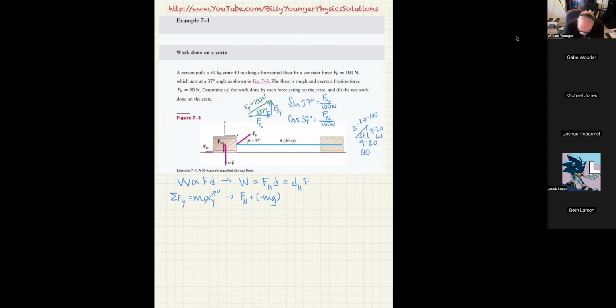So now I can go ahead and say the summation of forces in the y direction is Fn, that was pointing up, plus negative mg, that's pointing down, plus Fp sub y, and we just learned that Fp sub y is going to have to be 60 newtons. And then that's all the forces that are acting on it.